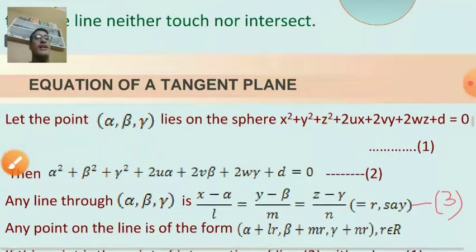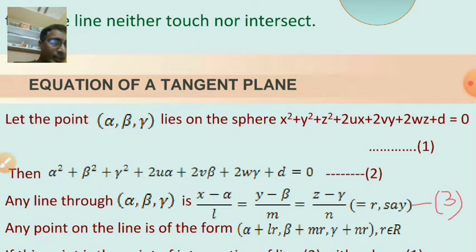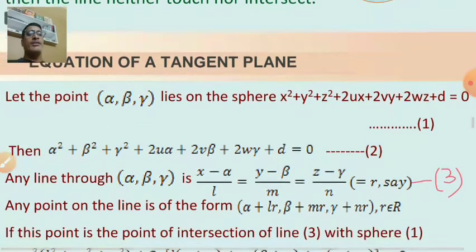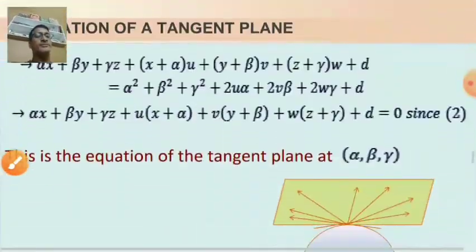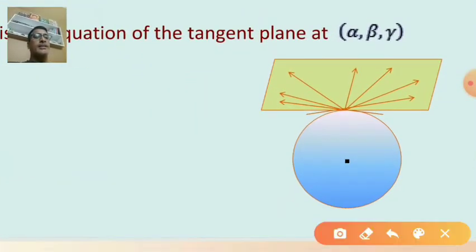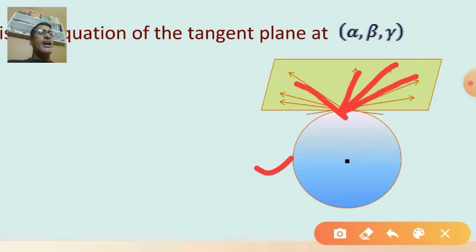Equation of a tangent plane. We discussed the equation of a tangent line. We discussed the condition for a line to be a tangent line to the sphere just now, and now with the help of that concept, we go to the equation of a tangent plane. Tangent plane means, first of all, see this diagram. Here this is a sphere, and take some point alpha, beta, gamma here. All these are tangent lines to the sphere at this point alpha, beta, gamma.